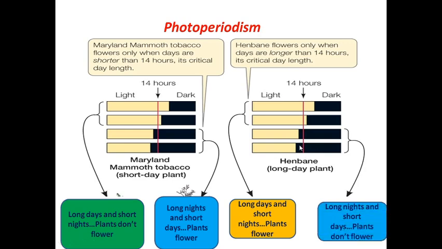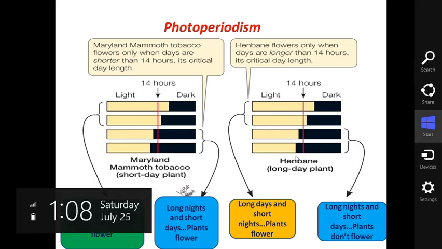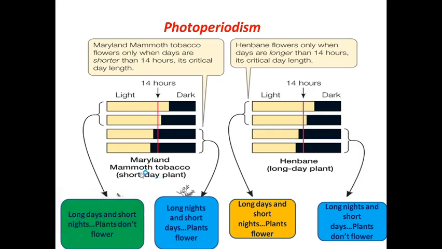In the second case, when the nights are longer than the critical photoperiod and the day is short, in both these cases the plants don't flower. So they called the Maryland Mammoth the short day plant because it requires short days and long night conditions.